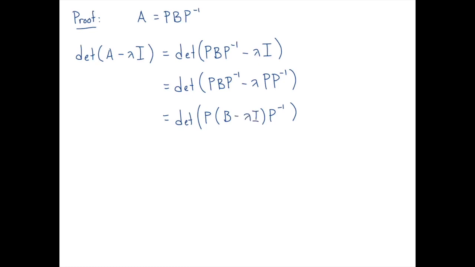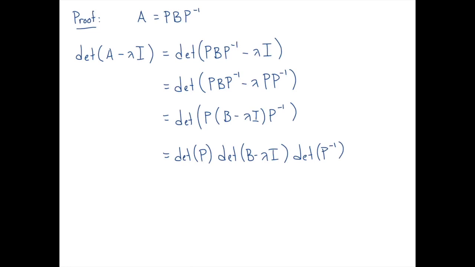Now we're all very astute, and whenever we see a product of matrices inside a determinant, the first thing we think of is splitting up that determinant. So we're going to split this up as the determinant of P times the determinant of B minus lambda I times the determinant of P inverse. Oops, that's a B. I want a P inverse.